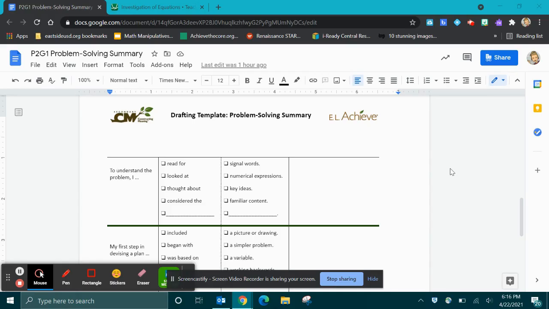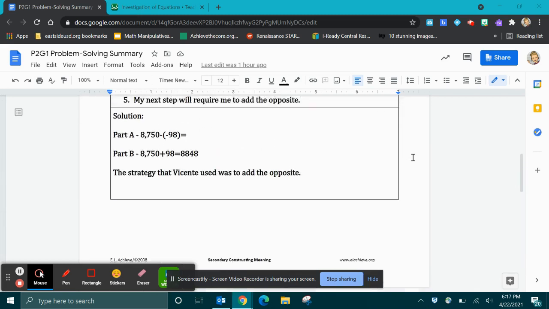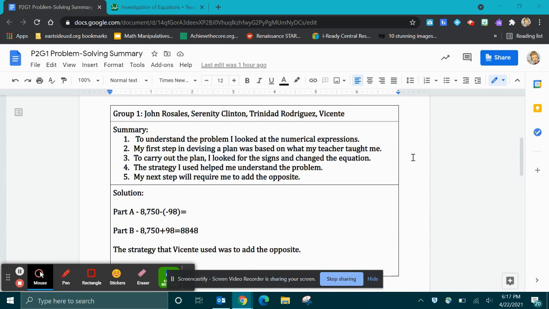Here are some CM strategies that we've been using in my math classroom. So this first activity included using the problem-solving summary template provided on the EL Achieve website. From this template, I added a real-world problem involving integers for my 7th grade math classes.